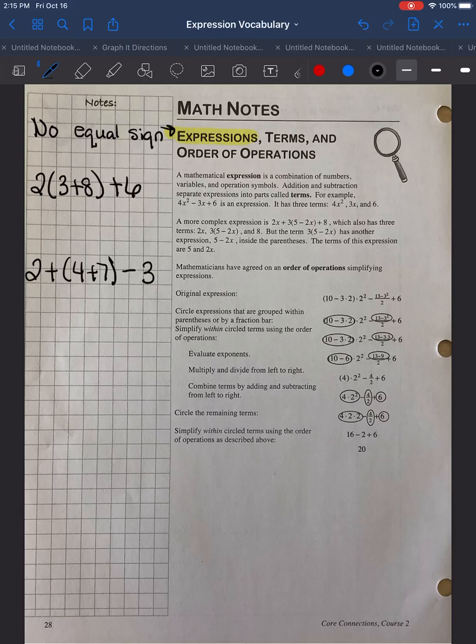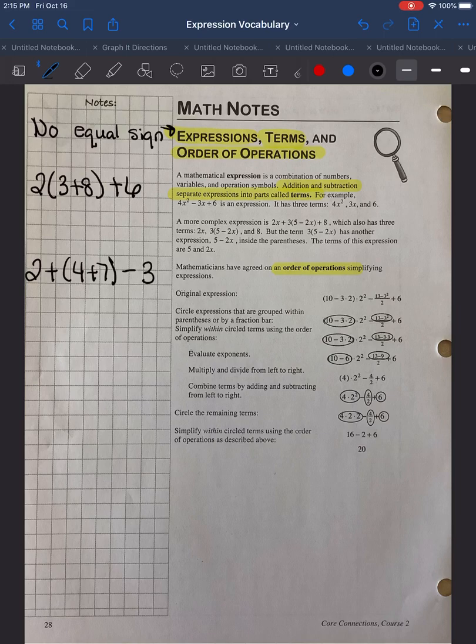We're going to leave those there for just a second and talk about the next part of this, which is something called terms, right? Addition and subtraction separate expressions into parts called terms. Why do we want to do that? Well, it goes along with the fact that they're talking also about order of operations, and that we have an agreed upon order of operations that we use to simplify these expressions when they're long, and circling the terms can help us see where we need to start.